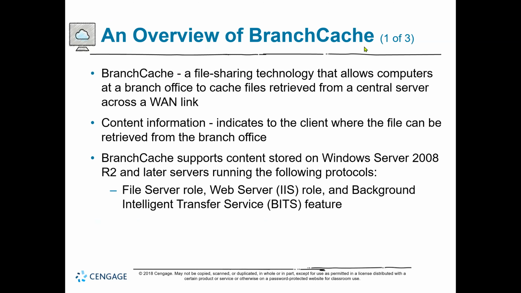An overview of branch caching. A branch cache is a file sharing technology that allows computers at a branch office to cache files retrieved from a central server across a WAN link. Content information indicates to the client where the file can be retrieved from the branch office. Branch cache supports content stored on Windows Server 2008 R2 and later servers running the following protocols. They have to have file server role, web server IIS role, and background intelligent transfer or BITS feature.